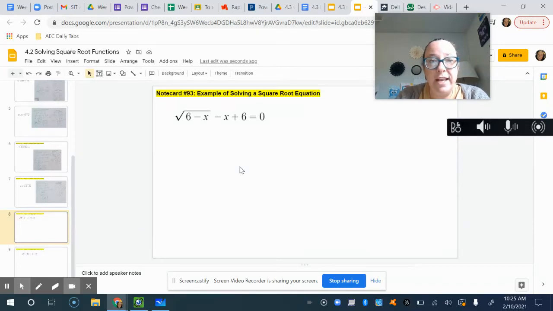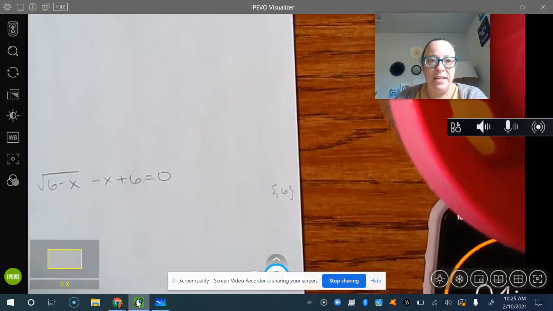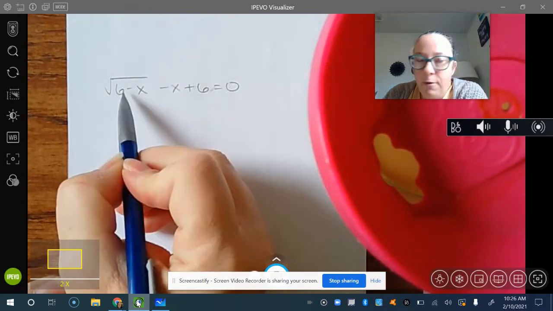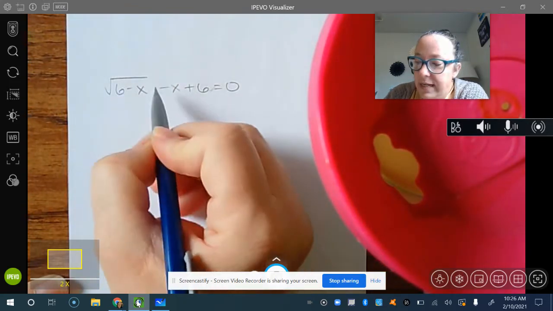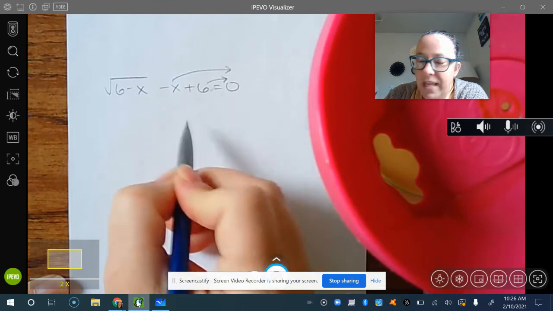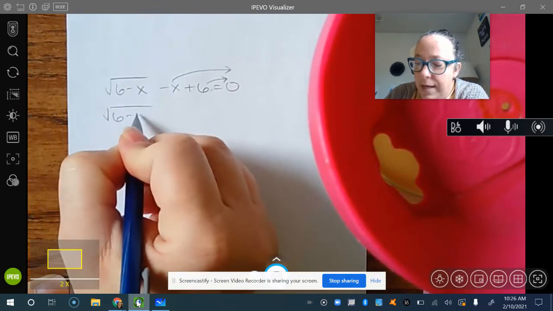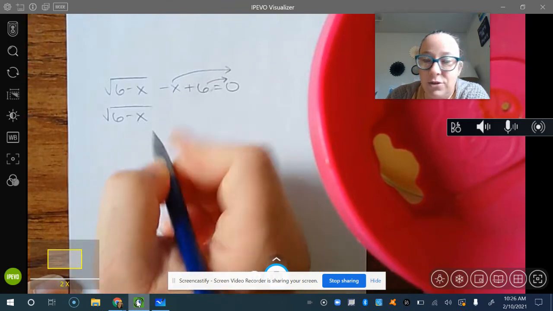All right, so now we're on to the next note card, 93. Take a look at this one. Let's solve this one. Okay, so if we look at it, we have a radical, but it's not isolated. So we need to toss the negative x over here and the 6 over there. Add the x, subtract the 6. You need this radical expression isolated so you can take the square root of both sides.